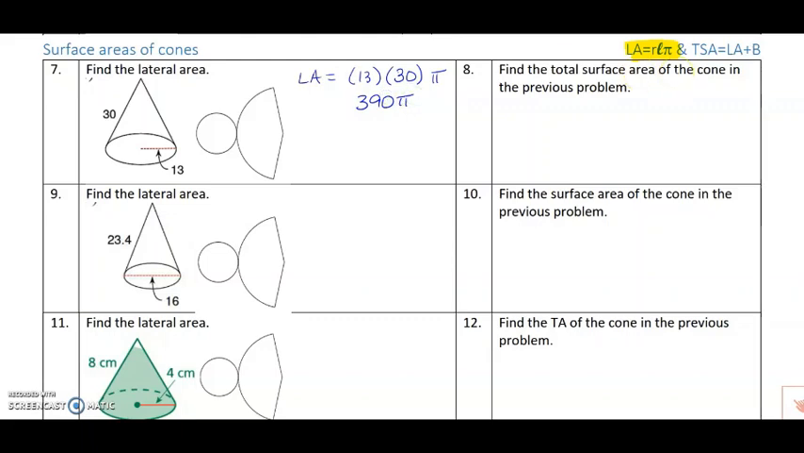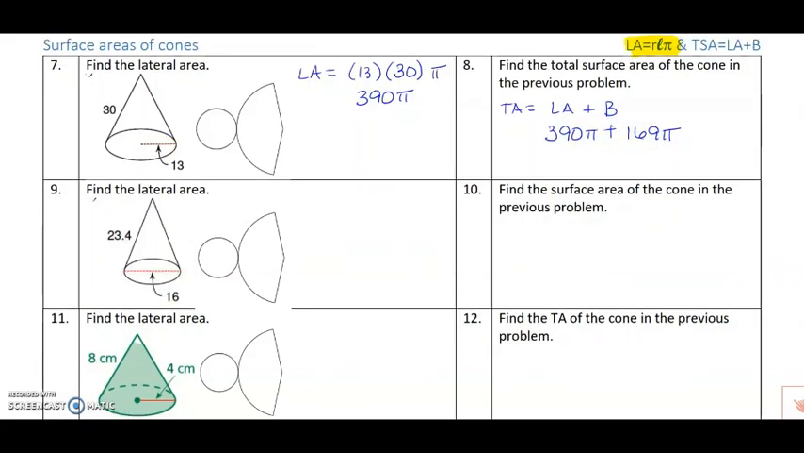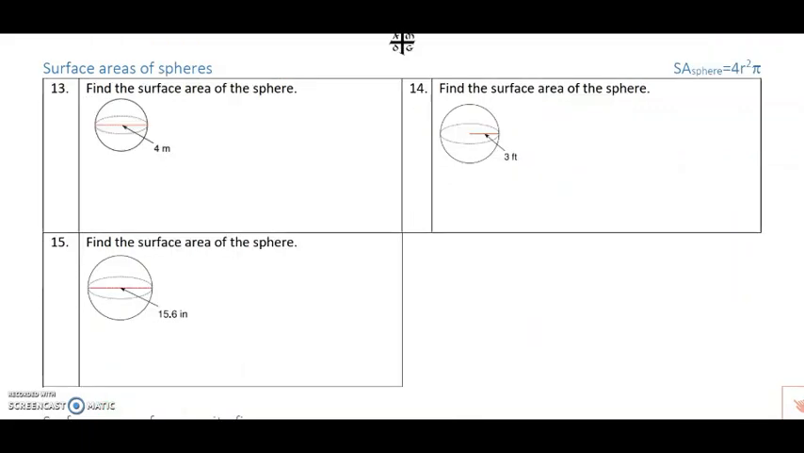To find the total surface area of a cone, we want to take the lateral area plus there's only one base, so that's 390 pi plus the radius squared pi, 169 pi. 390 plus 169 is 559 pi.